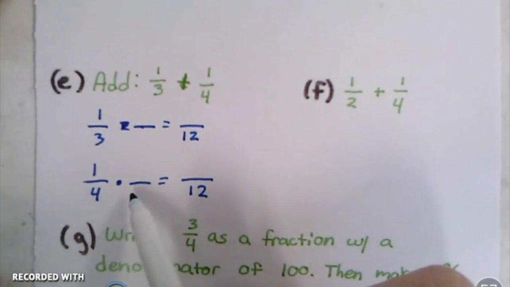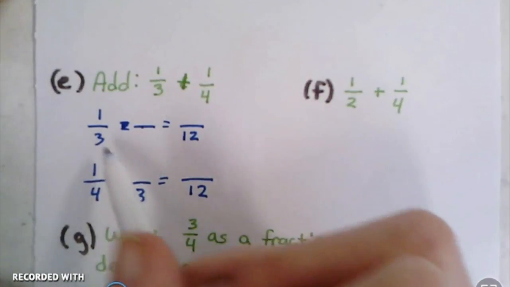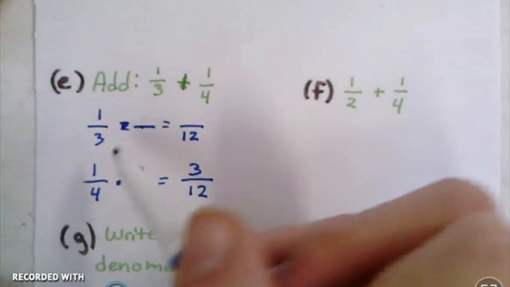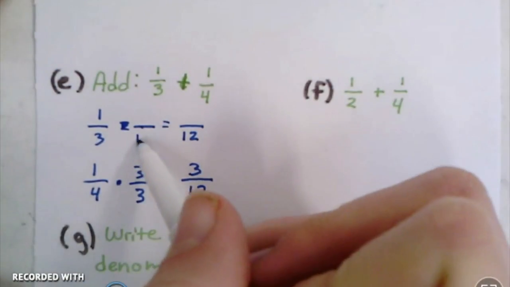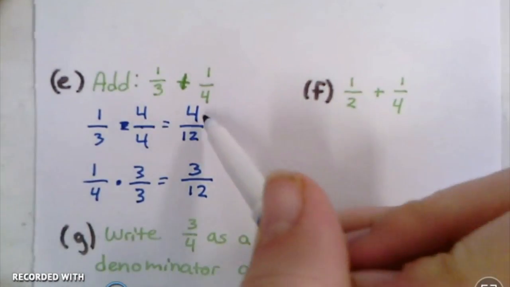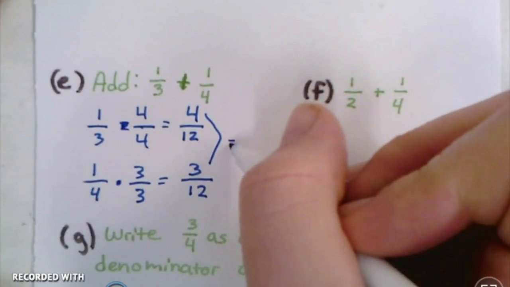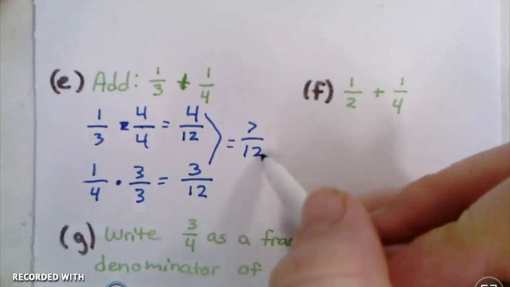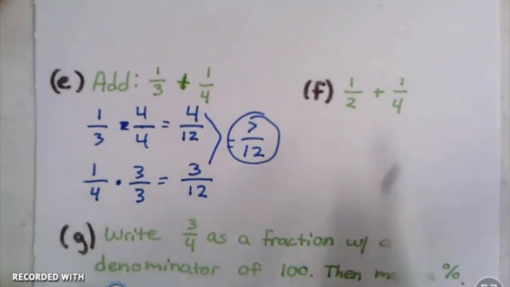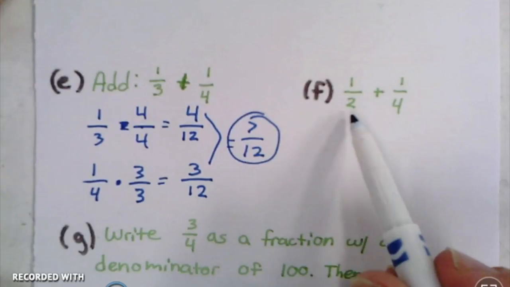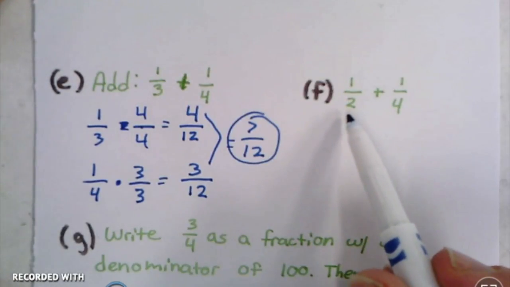So 4 times what is 12? 4 times 3. So whatever I did here, I need to do here. So 1 times 3 is 3. Here, 3 times 4 is 12. So that means I need to do 1 times 4, which is 4. And now I can add 4 plus 3, which is 7/12. Try F on your own. You're going to use the common denominator of 4. So you're going to make this into an equivalent fraction with a denominator of 4 and then add them.